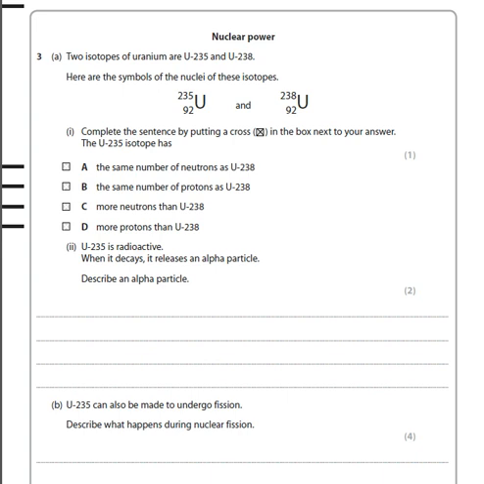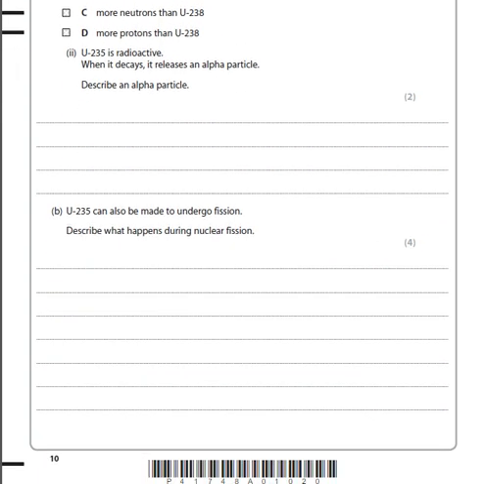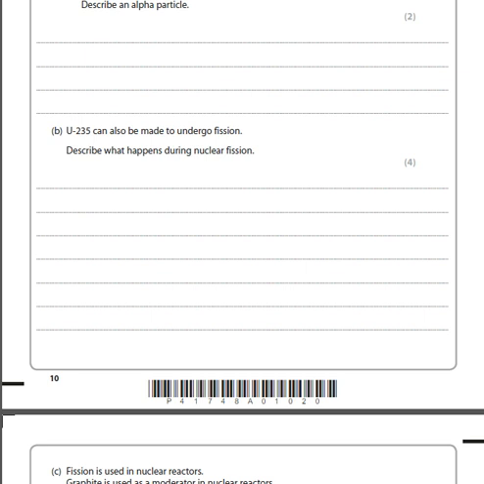Okay, it then says U-235 can also be made to undergo fission. Describe what happens during nuclear fission, and there are 4 marks for this. The first thing to remember is that fission is the splitting up of a nucleus into smaller parts, rather than fusion, which is 2 smaller nuclei sticking together. So what happens during nuclear fission?